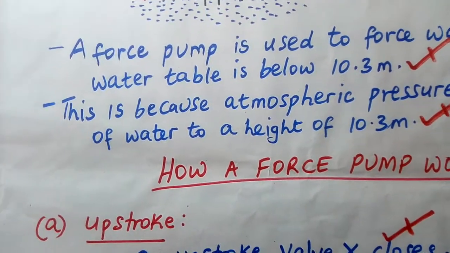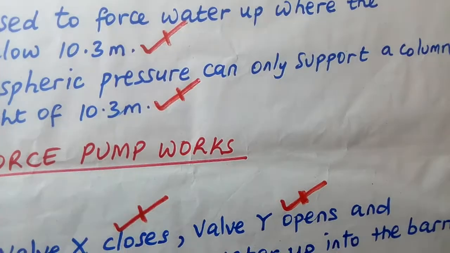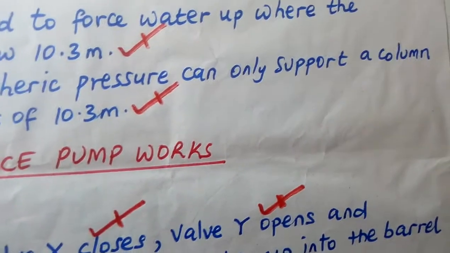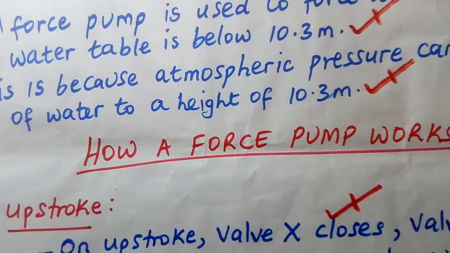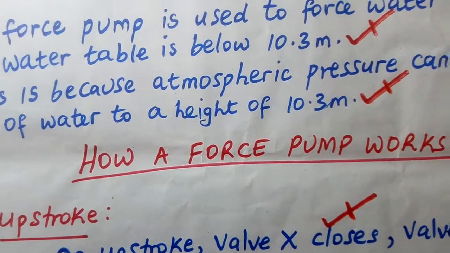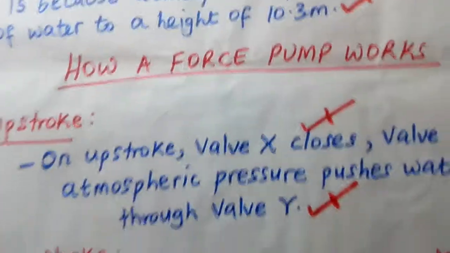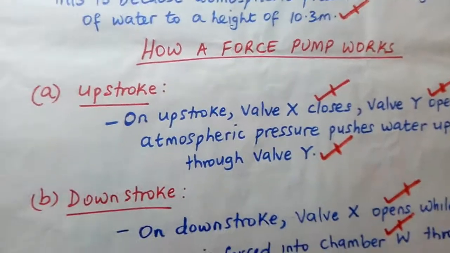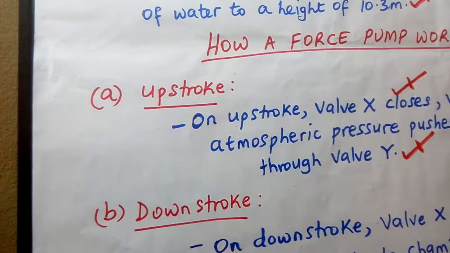So a force pump is used to raise water up where the water table is below 10.3 meters. And the reason is given. This is because atmospheric pressure can only support a column of water to a height of 10.3 meters. So below that, you need a force pump. Now, how does a force pump work?